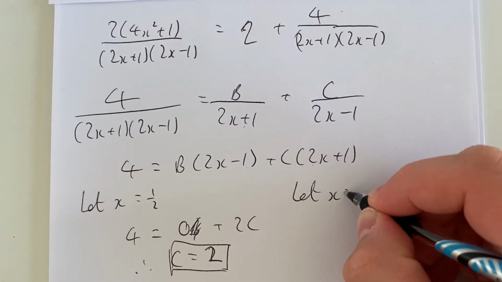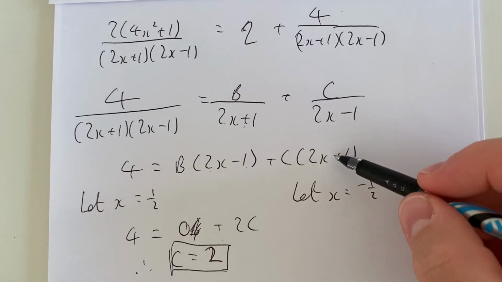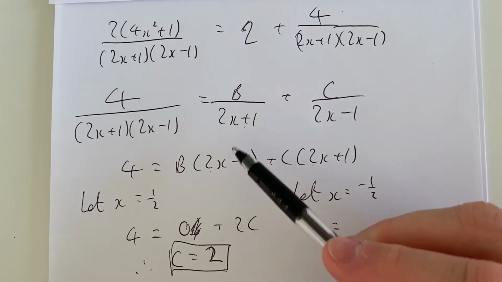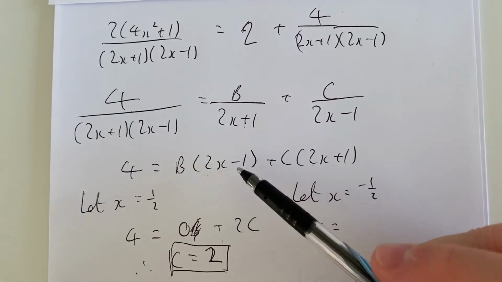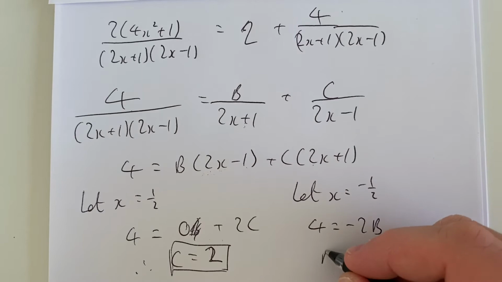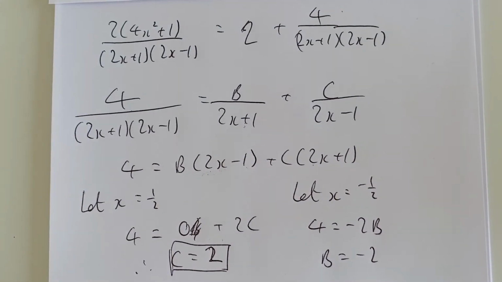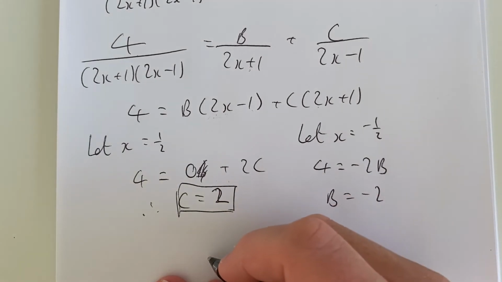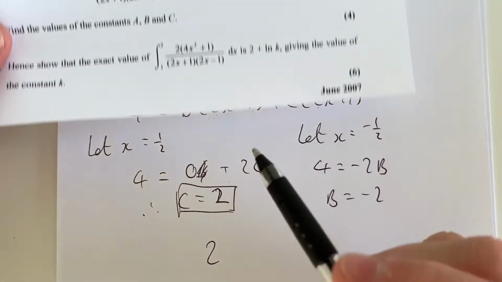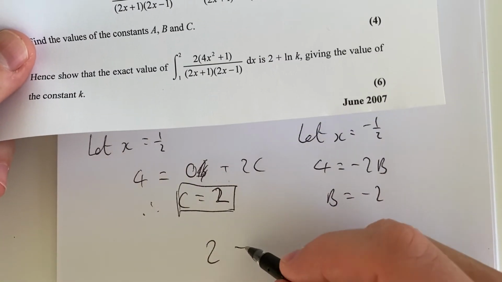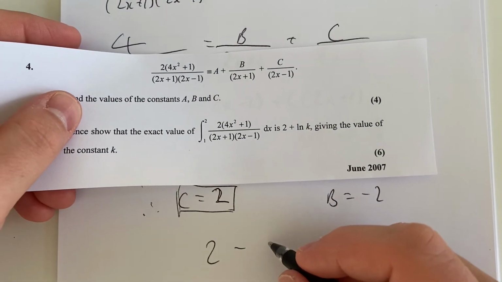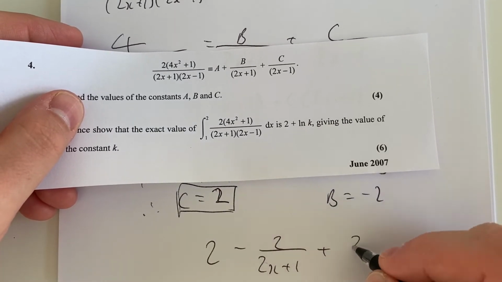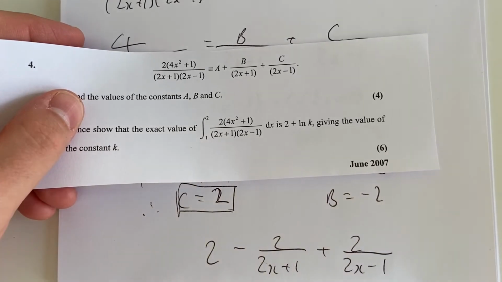And if we do a very similar thing, but this time use minus a half, this would be eliminated. So we'd be left with 4 equals b times minus 1, take 1, so minus 2. So b is minus 2. So that gives our final answer of 2 from back here where we worked out a, minus 2 over 2x add 1, and then plus 2 over 2x minus 1.